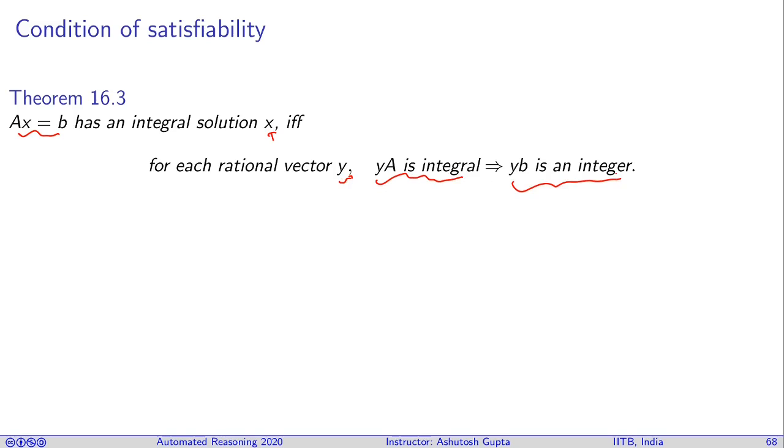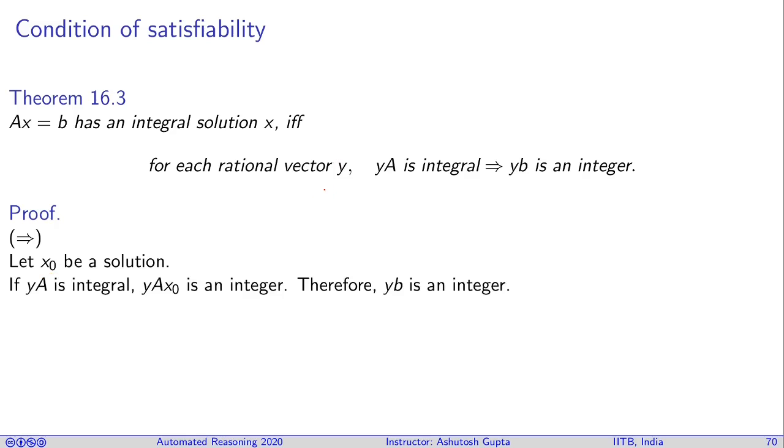How do you prove that? Let's suppose we try to prove the forward direction. There is an integral solution x0, and we'll show that this is true also. Well, it's a classic trick. You multiply y on both sides, so you get yAx0, and if yA is an integer, so this whole thing is also an integer, therefore yb is an integer. So each time yA is integral, yb has to be an integer if there is a solution.